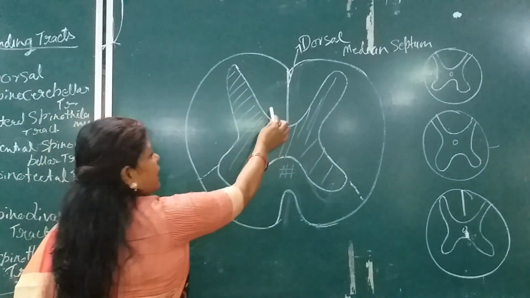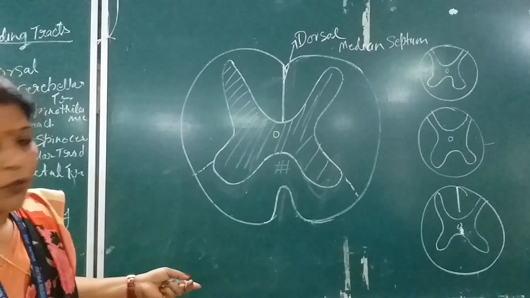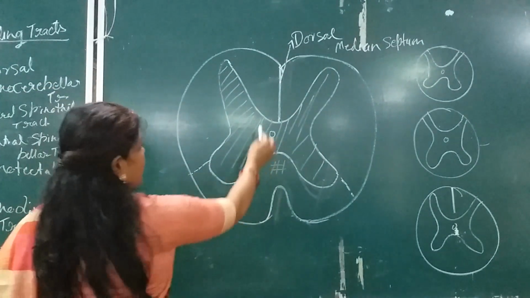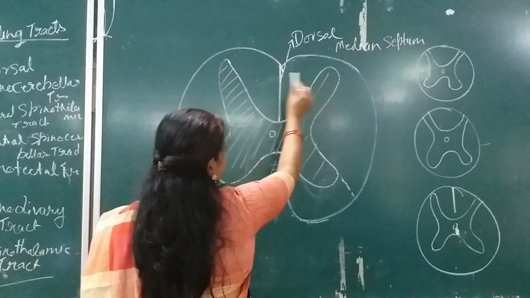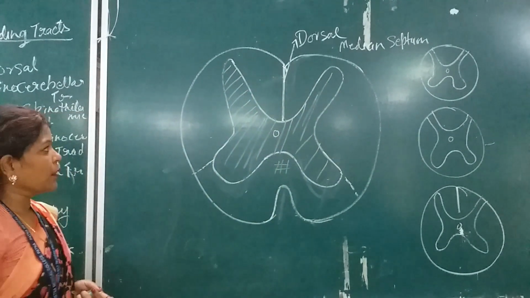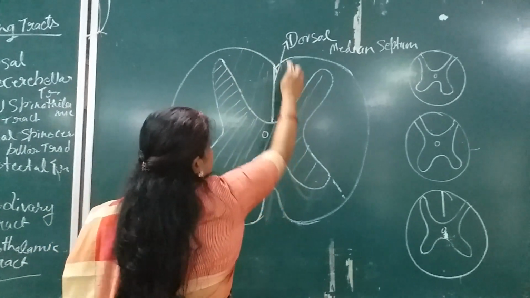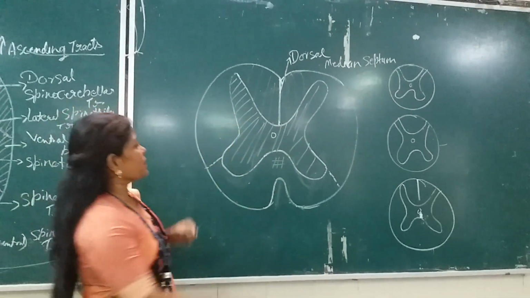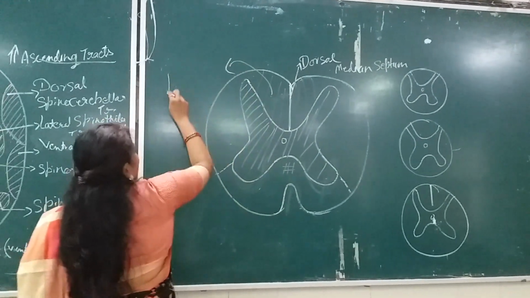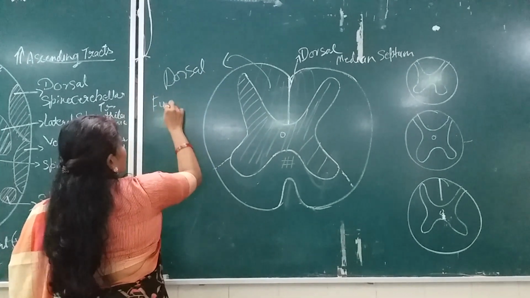So some area of the spinal cord lies dorsal to this, that means in between the two dorsal grey horns. Okay, so this part of the spinal cord, it is known as what? It is known as the dorsal column, or you can say dorsal funiculus.